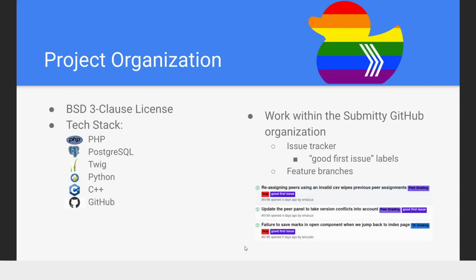So we are, of course, open source. Our tech stack in Submitty is PHP, Postgres, Twig, Python, C++, and GitHub. And we're actually no longer using Travis for continuous integration. We actually moved to GitHub Actions. Big thanks to Shale for that one. And for work within the Submitty organization, we have issue trackers, so labels for different issues. And we also have feature branches.